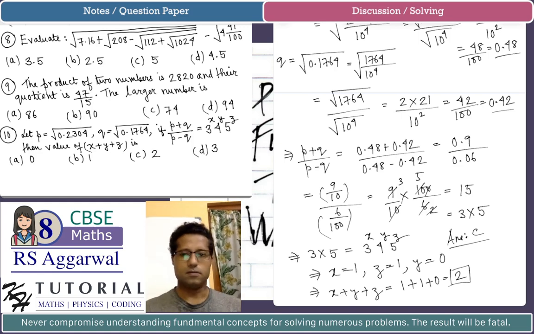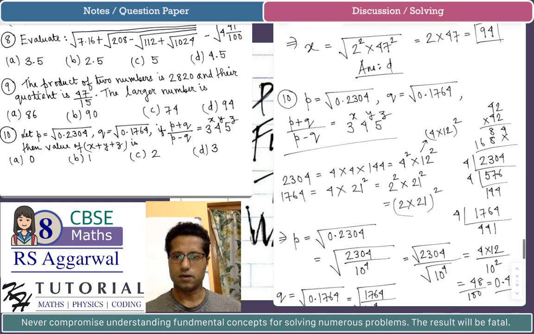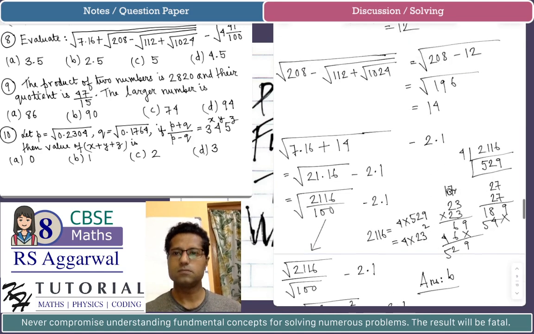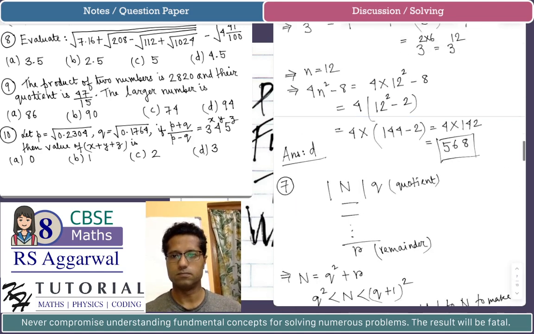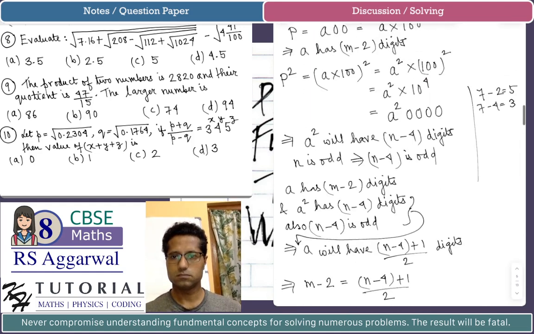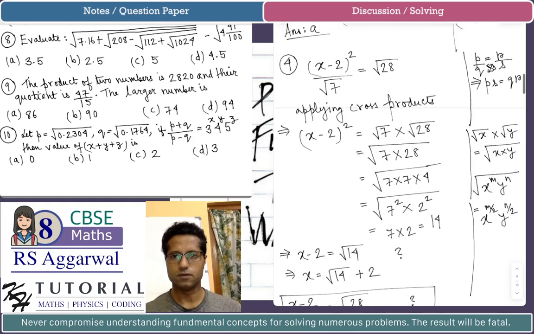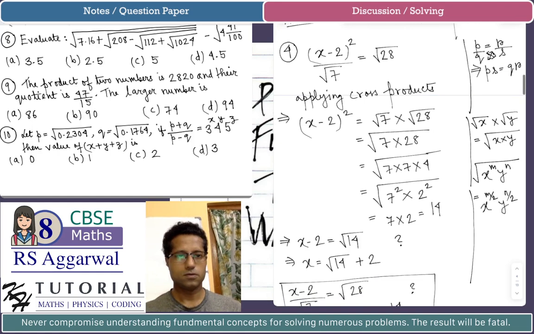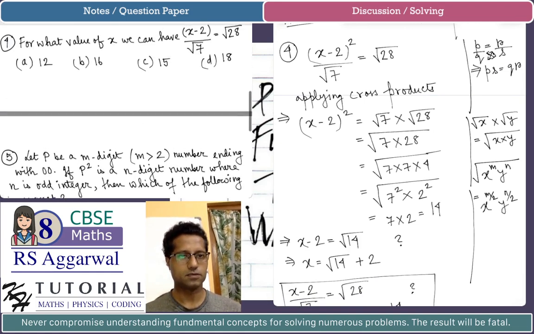Okay. There was one problem which I marked as question mark. What was that problem? Which problem was that? This one, 4. Okay. So question number 4, let's give it a second try.